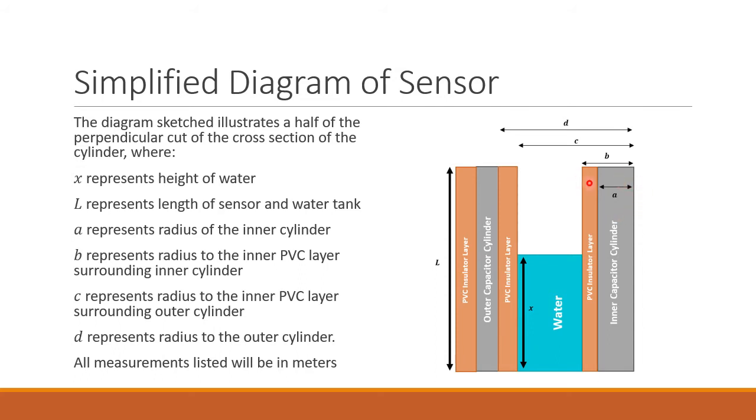B represents the radius to the inner PVC layer surrounding the inner cylinder. C represents the radius to the inner PVC layer surrounding the outer cylinder. And D represents the radius to the outer cylinder, or the outer electrode, of the capacitor. All measurements that you will be seeing for these lengths must obviously be in meters.